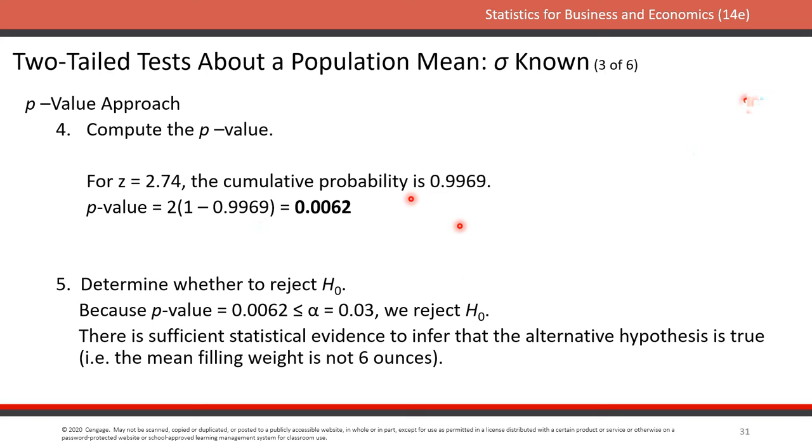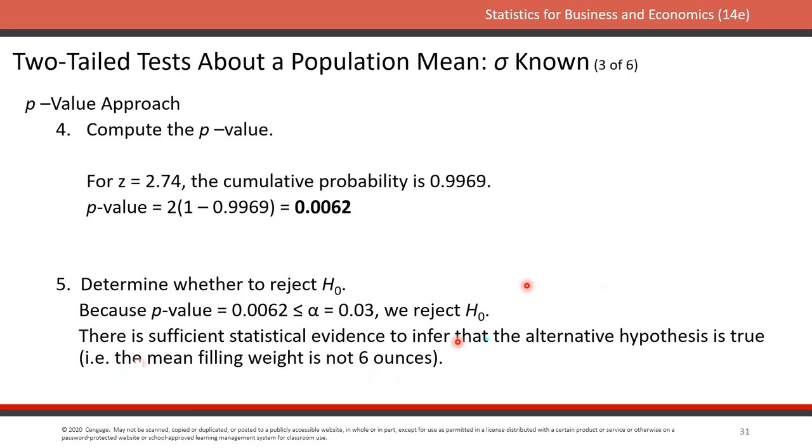And then we have evidence to determine that there is a difference, that the mean is not 6. So yeah, I don't like saying the alternative hypothesis is true. That doesn't mean anything if I'm telling it to anybody. This is technically statistically correct, but what we actually mean is that there's evidence to believe that the mean filling weight is not 6 ounces. In this case, we have evidence to believe that it is over 6 ounces.